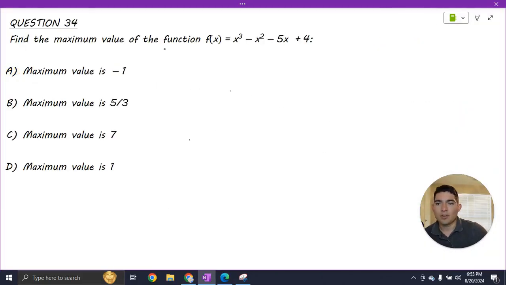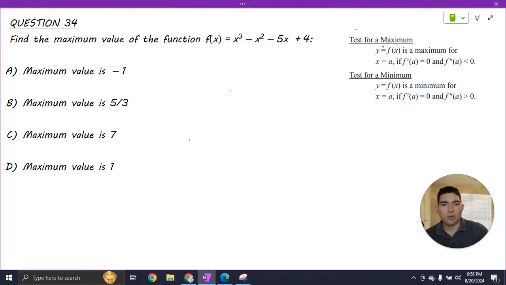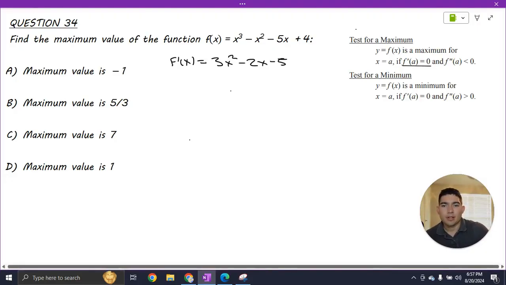So here we have number 34. We have another problem where we can practice finding the maximum value. So here we have our maximum and minimum value test from the FE reference manual. So in this case, we're once again interested in the test for a maximum. So let's use that procedure like we did in the last problem. So our first step is going to be to find the derivative of our function. So this is going to be our derivative right here.